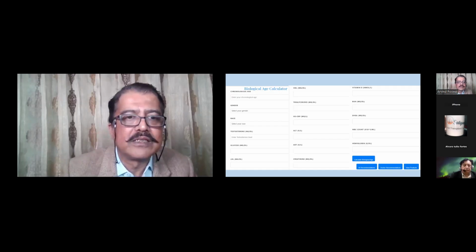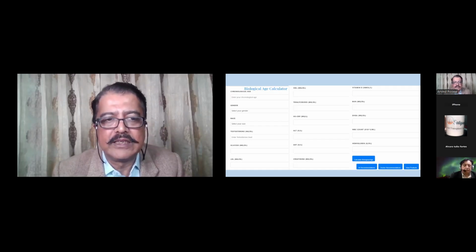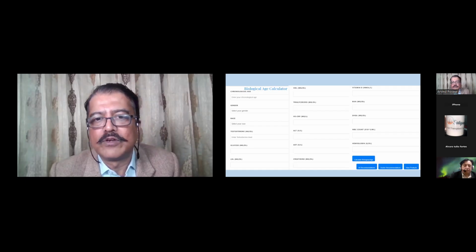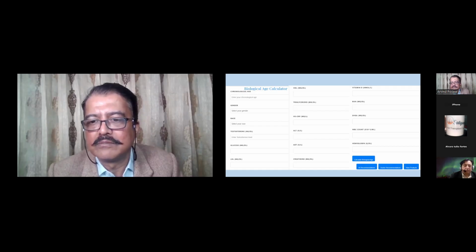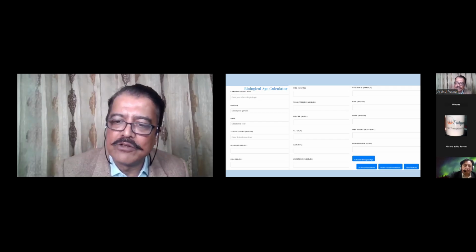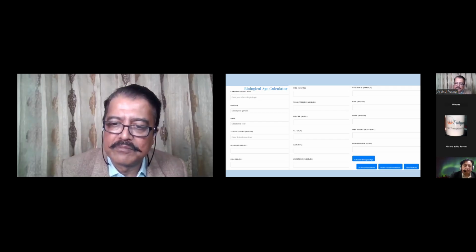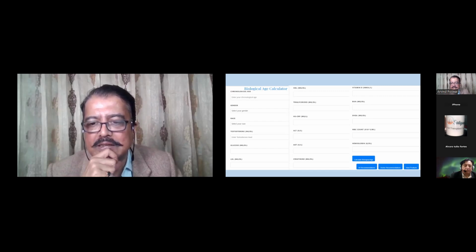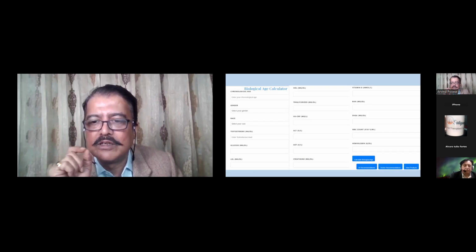You just fill in, this is the biological age calculator, what you will see there. You fill in all the values. Make sure that you fill in the correct units. If the units are wrong, you can get a wrong biological age. Then you calculate the biological age. Show it to the patient. After 3 to 4 months, you can repeat this test. If the biological age comes down, that is conclusive documentary proof of what you are doing.